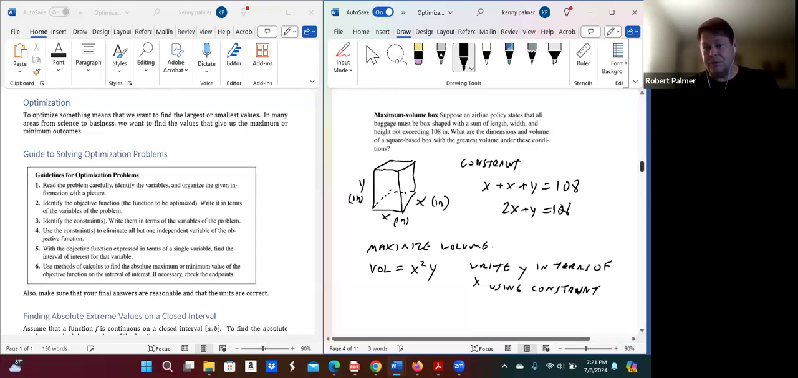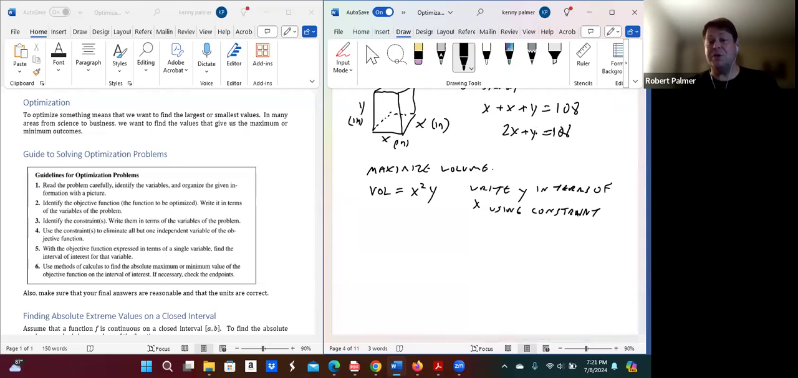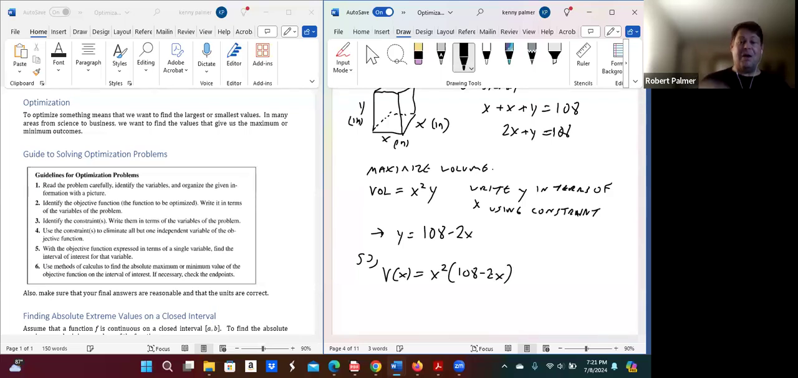Equation. What that means is I'm just going to solve this equation for y, and that's easy to do. Subtract 2x on both sides. So that's going to give me then y is equal to 108 minus 2x. Okay, so now what we have is the volume. I'm going to call it V, which is now a function of x, is going to be x squared times 108 minus 2x.